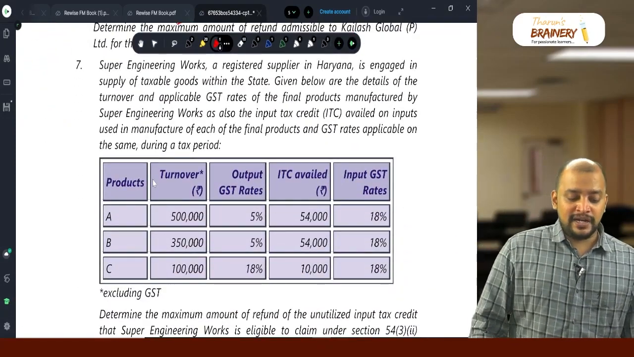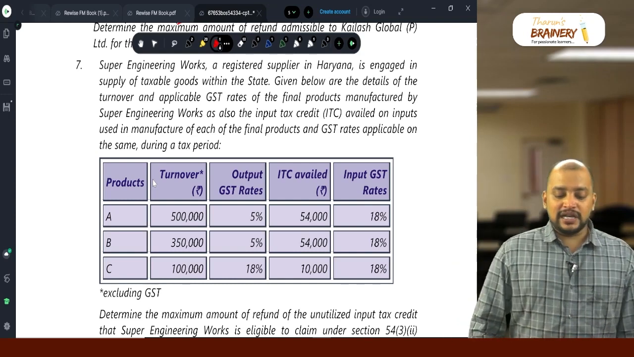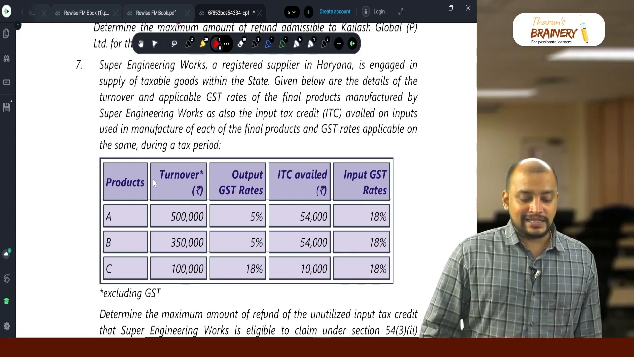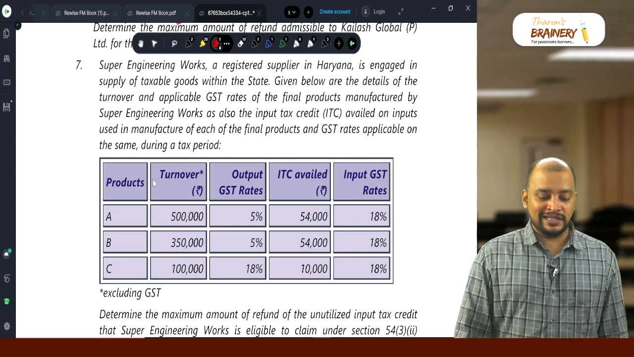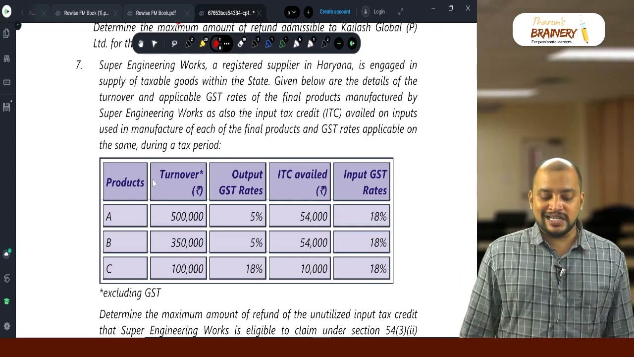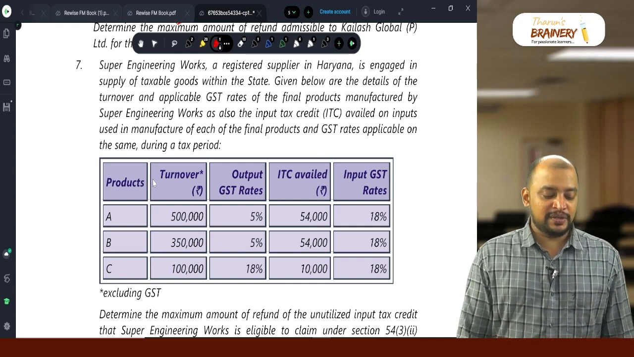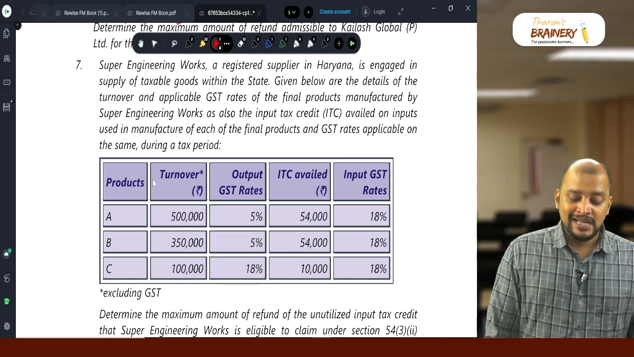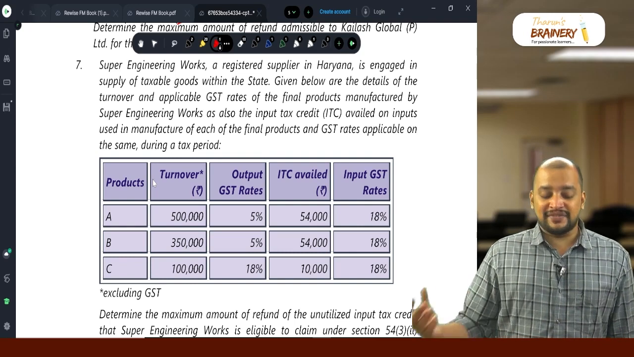Then, seventh one, Super Engineering Works. A registered supplier in Haryana is engaged in supply of taxable goods within the state. Given below are the details of the turnover and applicable GST rates of the final products manufactured by Super Engineering Works, as also the input tax credit availed on inputs.